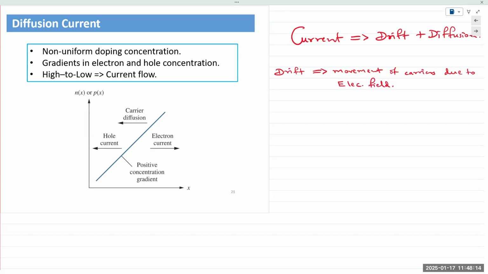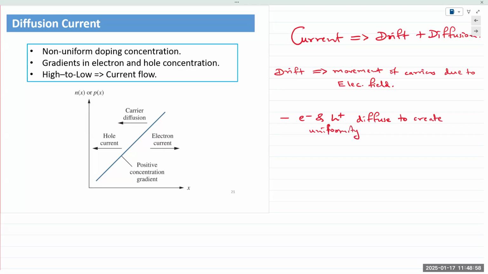And then there's diffusion. The diffusion occurs because of non-uniform doping concentrations. So when we have an N-type or a P-type semiconductor material, the concentration is not going to be uniform, right? And so in diffusion, electrons and holes diffuse to create uniformity.